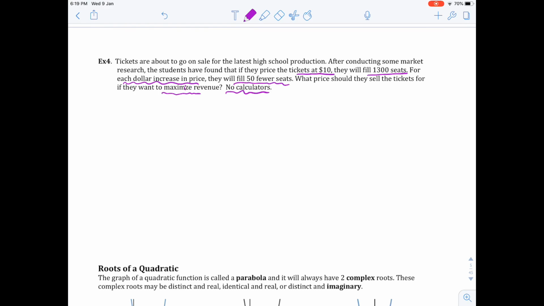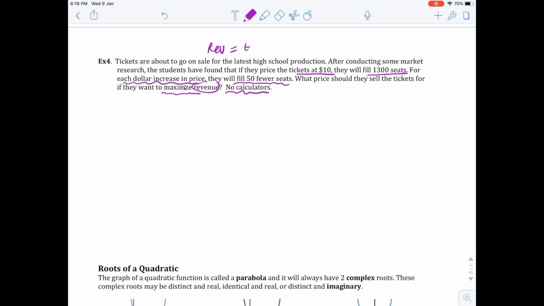We're looking to use one of the forms of the function, specifically the intercept form, that's going to allow us really easily to identify the turning point, which is going to in turn yield the x value, which will yield the maximum.